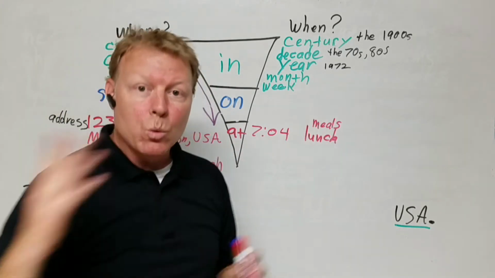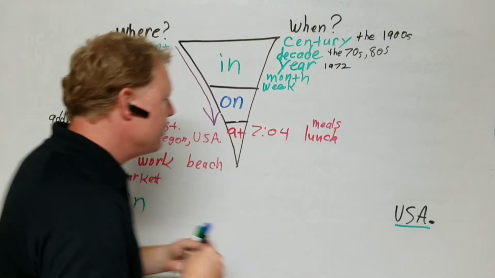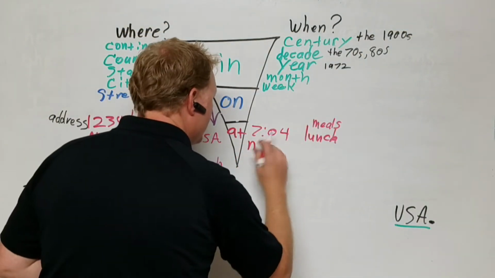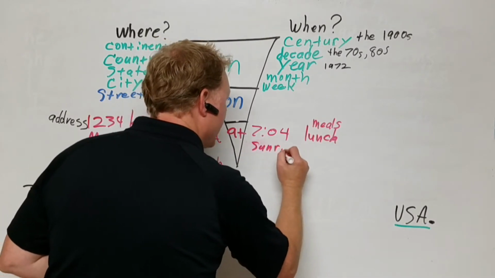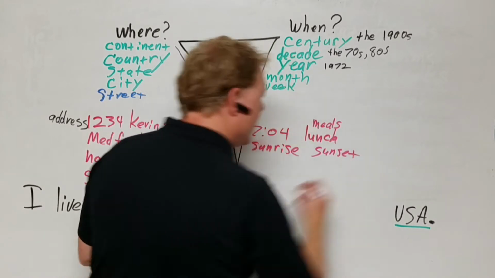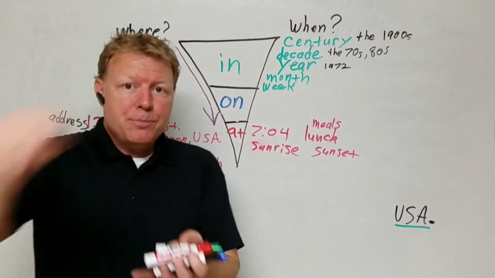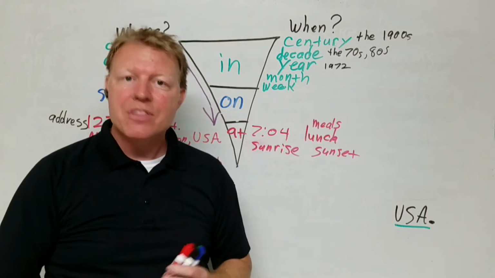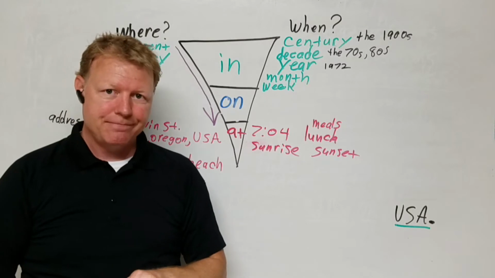What else? What about when the sun comes up over the horizon? That's going to be sunrise. I'll see you at sunrise. Oh, or what about at sunset? I'll see you at sunset. These are specific times of day that don't have numbers, and this we use for at.